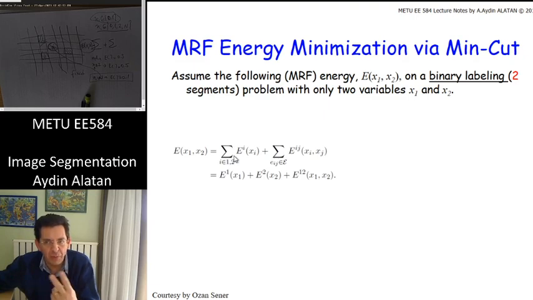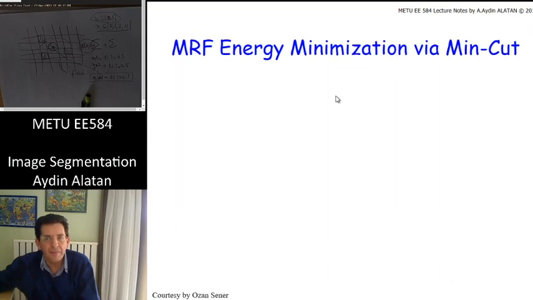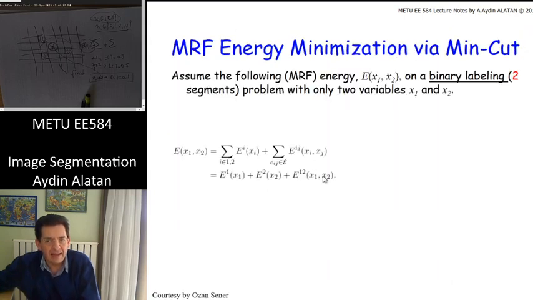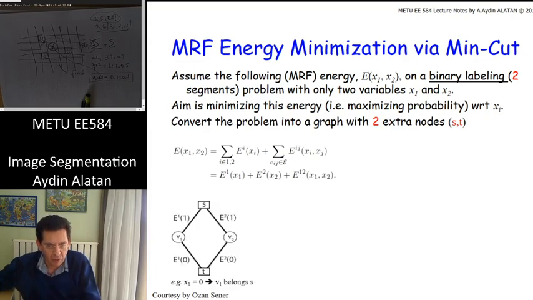Now, please note, for 2 pixels, you can have the first pixel's energy, okay? The second pixel's energy, and between 1 and 2, we have this term. Once again, this is between the cliques, okay? For every pixel, we have the relation between the label and the color, okay? And this is the 2 pixel relation that we have. We are trying to minimize this energy, okay? And we convert the problem into a graph with 2 extra nodes.